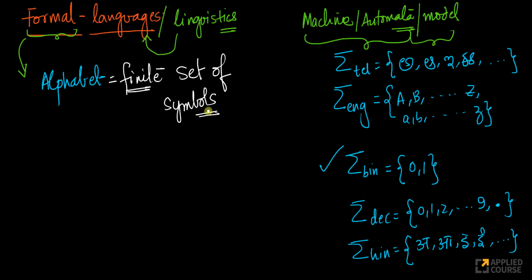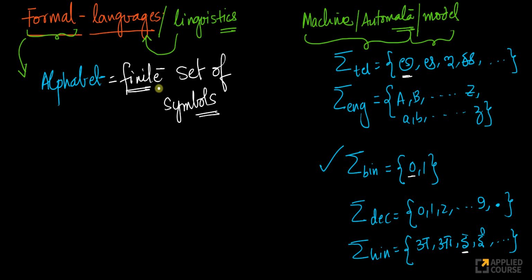And of course, each symbol has a specific meaning. For example, this is to be pronounced as A in Telugu. This is to be pronounced as E in Hindi. This is the binary 0, which in logic circuits is equal to 0, or off, and this is on. In decimal, you have 0 to 9 and a decimal point. So each of these symbols has special meanings based on the context. But mathematically speaking, from a formal languages perspective, an alphabet is simply a finite set of symbols.